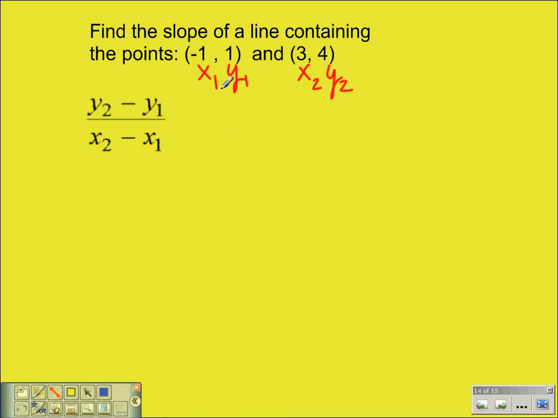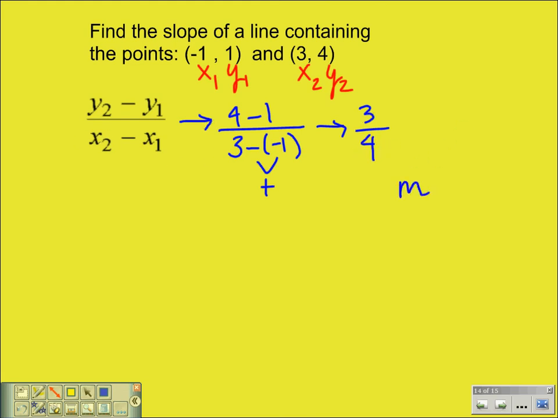So now all we're going to do is look at these points and substitute them into the formula. y2 being 4 minus y1, which is 1, in the numerator. In the denominator, we would have x2, which is 3, minus, because that's what it has in the formula, x1, which is -1. Now we're going to go ahead and simplify this. 4 minus 1 is 3. And here we have two negative signs next to each other. A negative times a negative gives us a positive, so 3 plus 1 is 4. And the slope of this line is going to be 3/4.